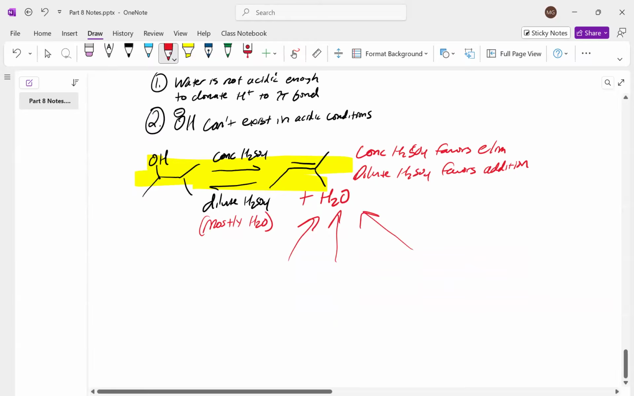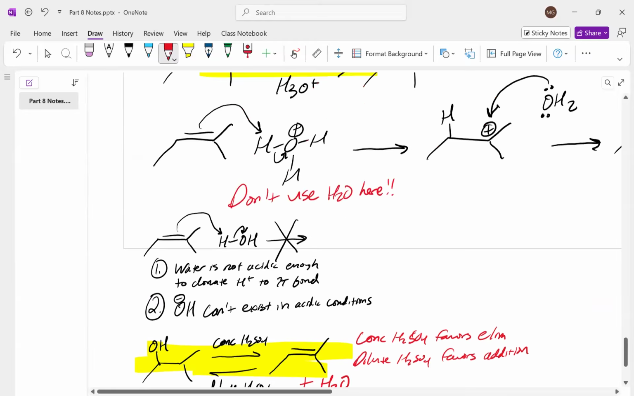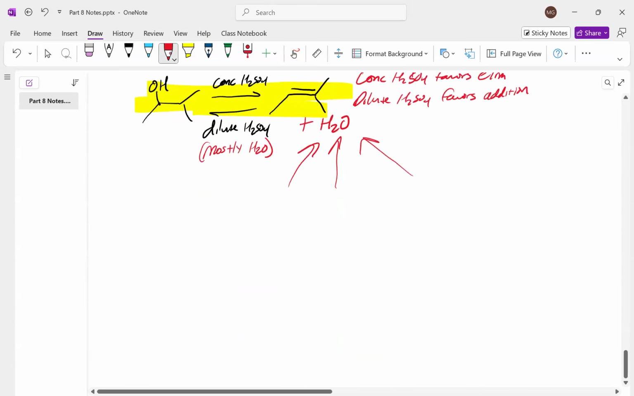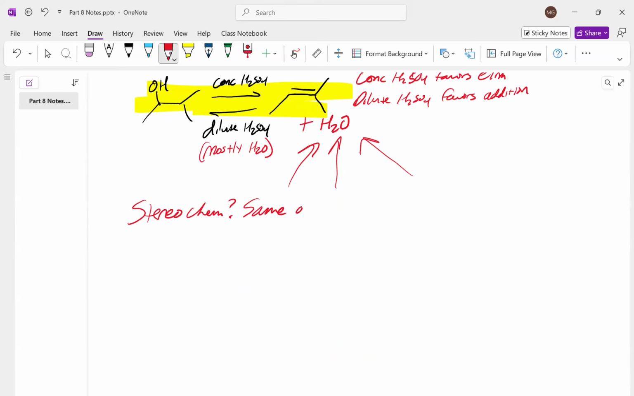Okay, so I've already highlighted the regiochemistry. I said we're going to follow Markovnikov's rule when it applies. Let's talk about stereochemistry. Do I need to worry about that? Absolutely. It's the same as the addition of HX. If you make a chiral center, forming a chiral center makes a racemic mixture.